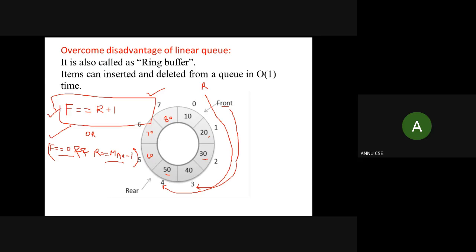So the overflow condition is clear, and another condition is underflow, and the underflow condition will remain the same for the circular queue as we discussed in the linear queue. Whenever the front end and rear end are both out of the queue and there is no element present in the queue, this is called an empty queue, and you can write the queue is empty and deletion cannot be performed, so underflow arises.